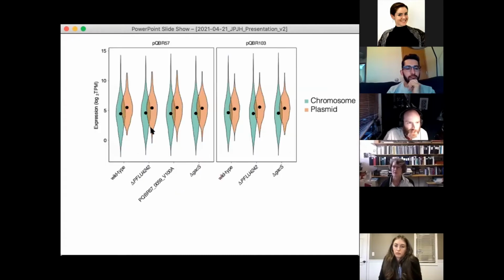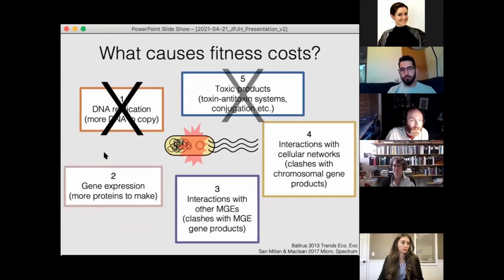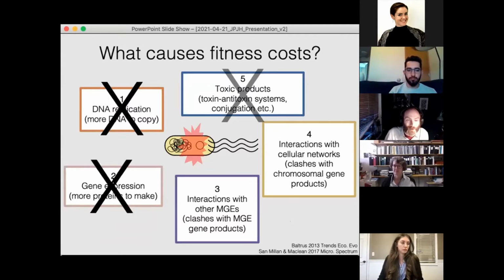So what I'm first showing you is gene expression from the chromosome and from the plasmid, both the Pqbr57 on the left, Pqbr103 on the right, under these different conditions of amelioration. And what you can see is that there's no global effect on transcription of these mutations. It's not the case that we get a dramatic downregulation of all plasmid genes, or a big bulk downregulation of plasmid genes that is associated with amelioration. And so this makes me think that it's not the case that more gene expression is causing plasmid fitness costs.